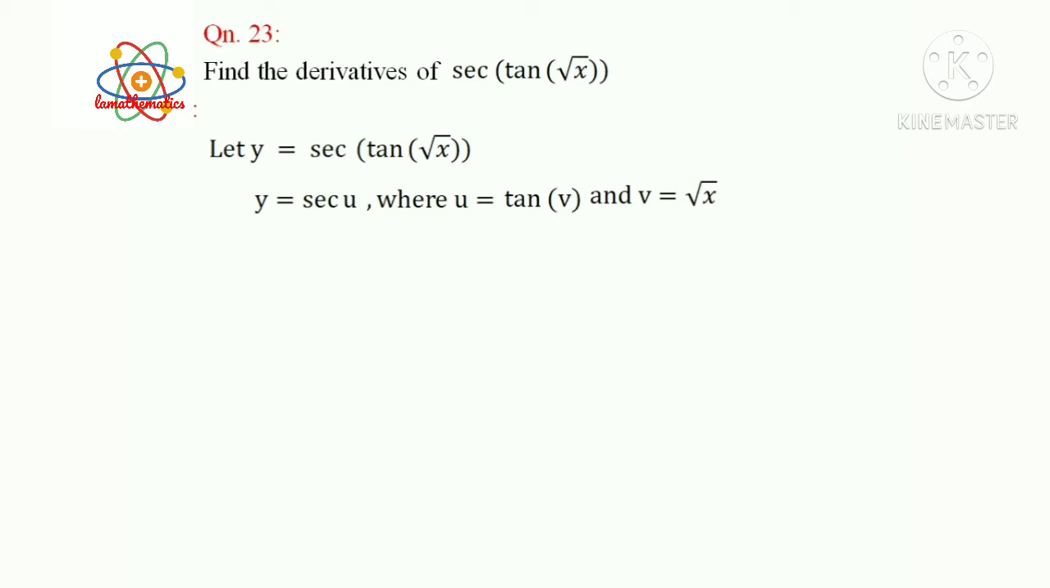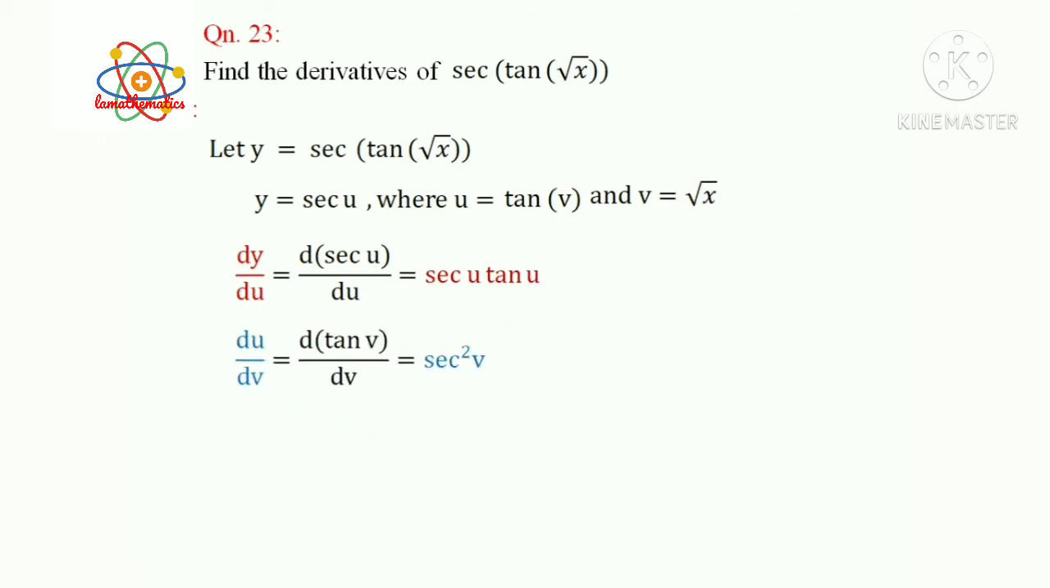And u equal to tan v means u is a function of v. Therefore, we differentiate du by dv. And v equal to root x means v is a function of x. Therefore, we differentiate dv by dx. dy by du equal to d by du of sec u equal to sec u tan u. du by dv equal to d by dv of tan v equal to sec square v. dv by dx equal to d by dx of root x equal to 1 by 2 root x.